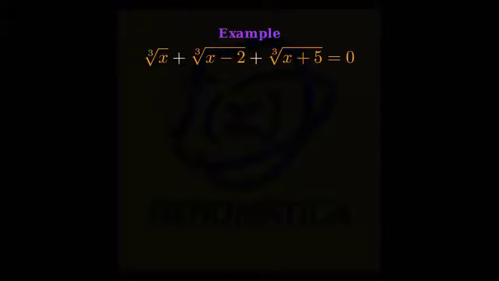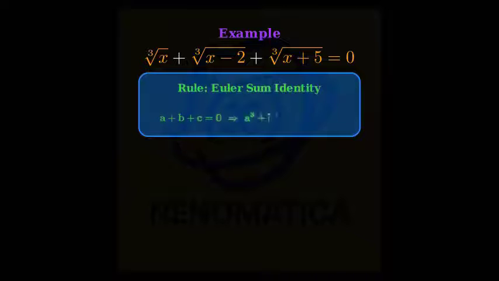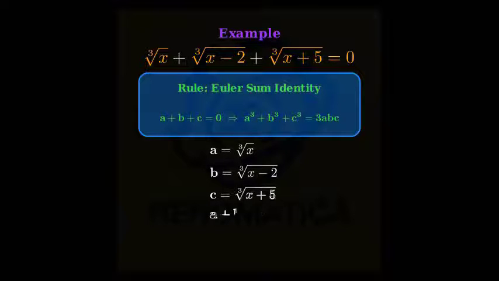In this example, we will solve a cube root equation using the famous identity that when a plus b plus c equals 0, the sum of their cubes equals 3abc. Step 1. Apply the Euler sum identity. If a plus b plus c equals 0, then a cubed plus b cubed plus c cubed equals 3abc. Let a be the cube root of x, b be the cube root of x minus 2, and c be the cube root of x plus 5. Because a plus b plus c equals 0, we can cube and relate their sum to their product.